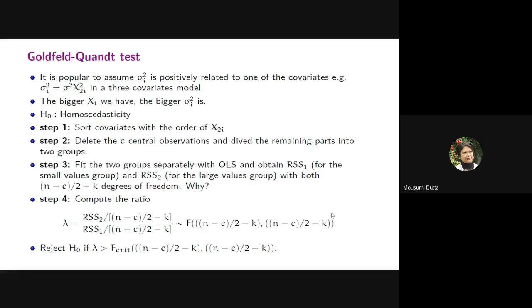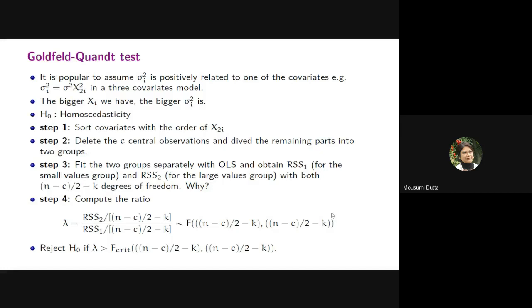Suppose we are considering sigma i square presented in this way: sigma square into one of the explanatory variables, one of the covariates, x1i, x2i, x3i. Here typically we have considered x2i and we are considering the square of this. The bigger x_i we have, the bigger sigma i square is. That is, there is a relationship between the variance of the error term and x2i. So as x2i is bigger, sigma i square will be bigger, because we are considering x2i square.